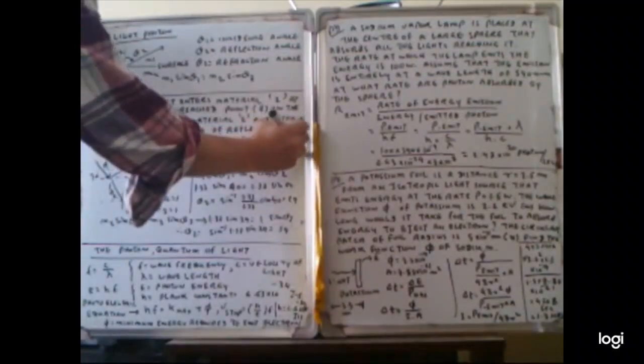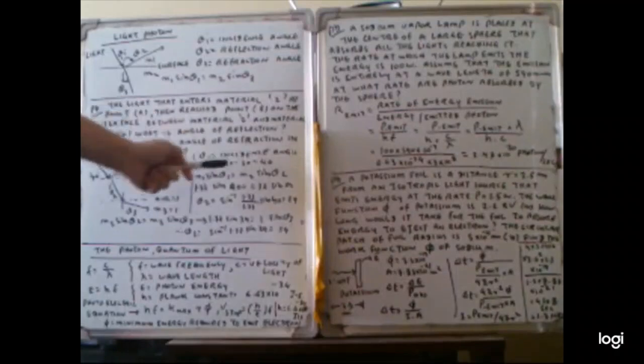In this problem, the light enters material 2 at point A, then reaches point B on the interface between material 2 and material 3. So we have to calculate what is the angle of reflection at B, and what is the angle of refraction into the air. So this is my figure here. This angle will be 40 degrees.